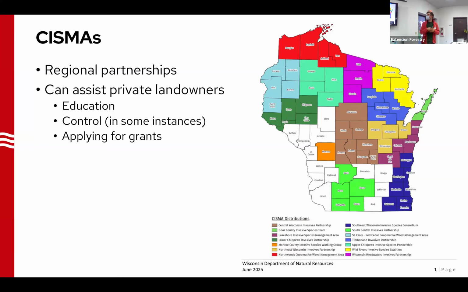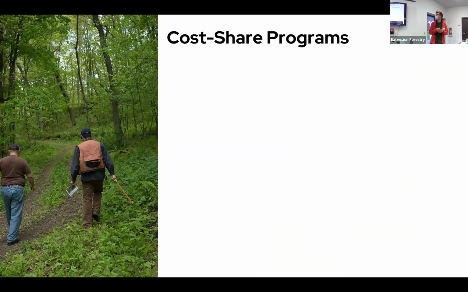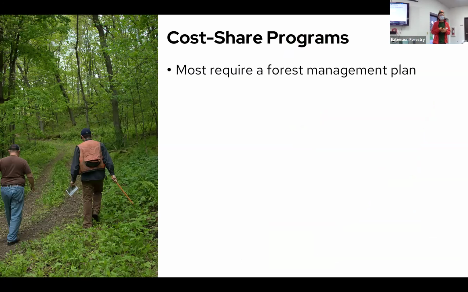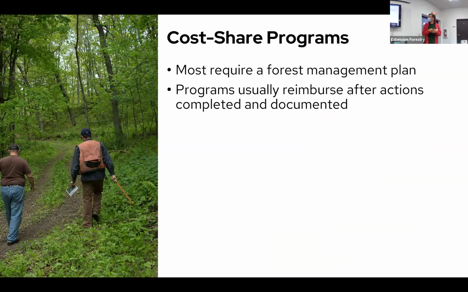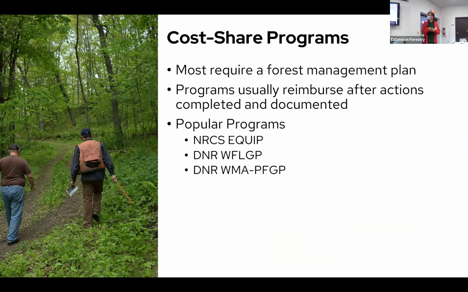And they may be able to assist in applying for grants. So for cost share programs, these could be programs that are going to reimburse or help you through some of those costs of invasive plant management. Most are going to require a forest management plan to be in place. Some of the most popular programs are going to be at the federal level, NRCS EQIP, or the DNR WHIP and WIFLE Gap are two good programs.